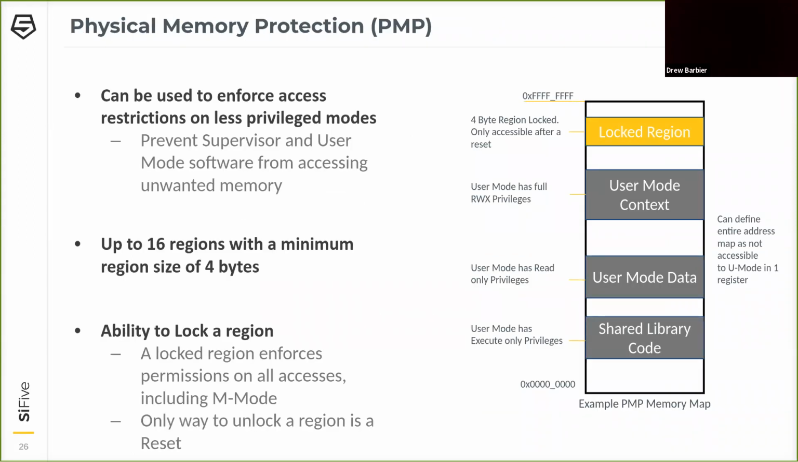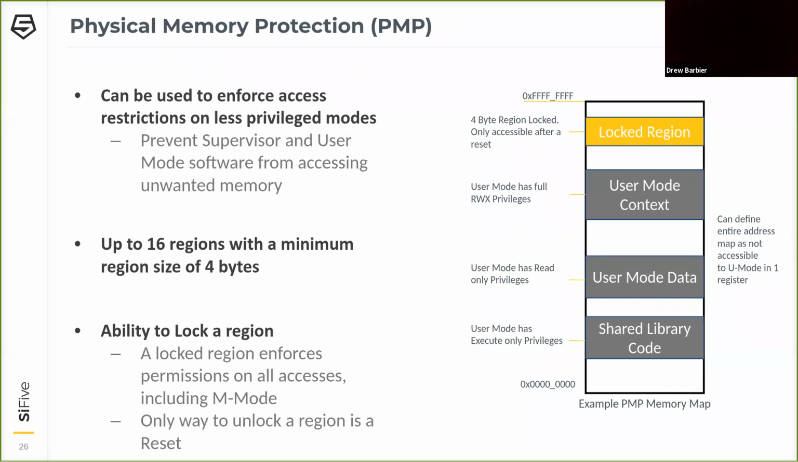The 2 series also implements physical memory protection, which I talked about last week as well. So I won't spend too much time on it, but the 2 series core can be configured with up to 16 PMP regions, and the regions themselves can protect areas in memory as small as 4 bytes.